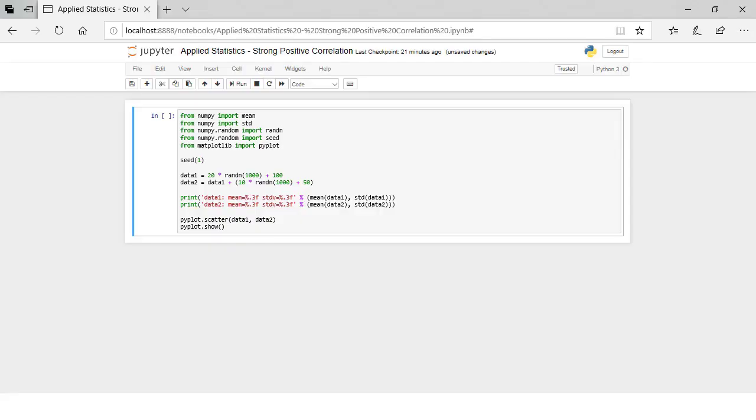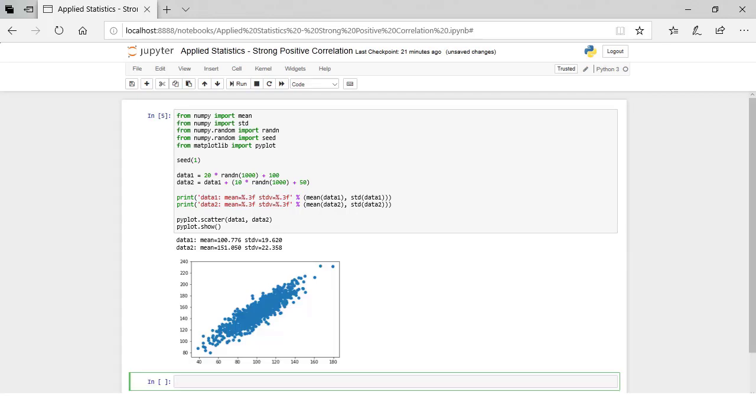Let's craft a quick demo that shows a strong positive correlation between two variables. The first thing I'll do is generate 1,000 samples of two variables with a strong positive correlation. The first variable will be random numbers drawn from a Gaussian distribution with a mean of 100 and a standard deviation of 20. The second variable will be values from the first variable with Gaussian noise added, with a mean of 50 and a standard deviation of 10.